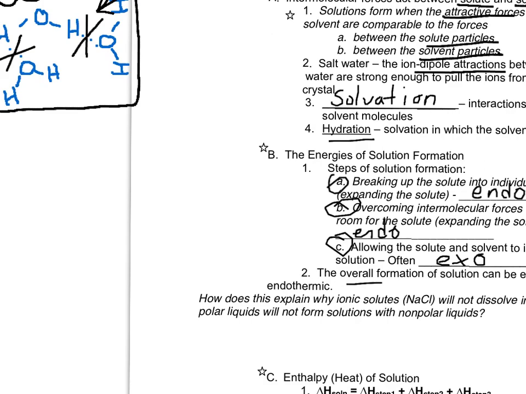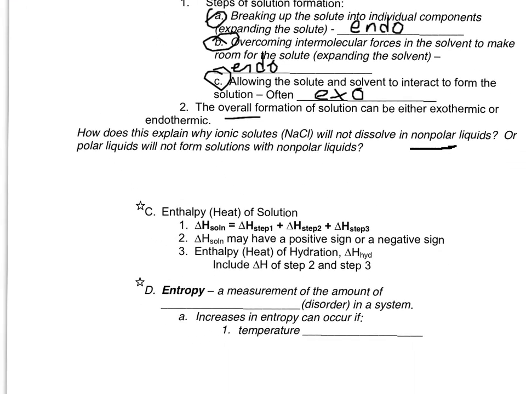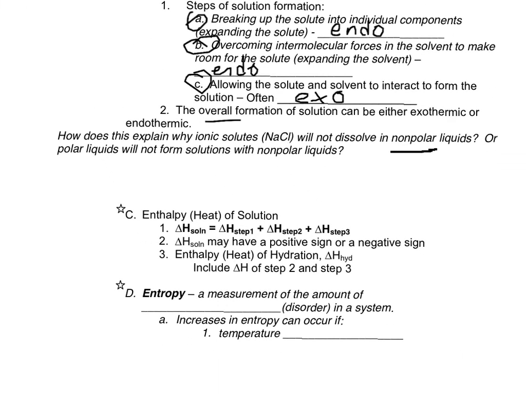There has to be an attractive force between the ions and the polar liquid. It's the same sort of reasoning for why polar liquids won't form solution with nonpolar liquids. Again, there's not going to be any types of bonds that are forming between them, so there can be no solvation. There can be no surrounding of the solute by the solvent.